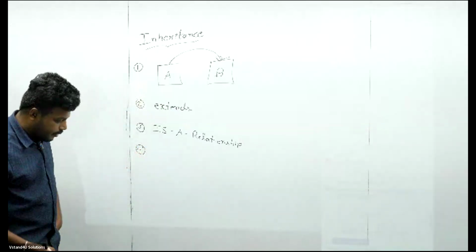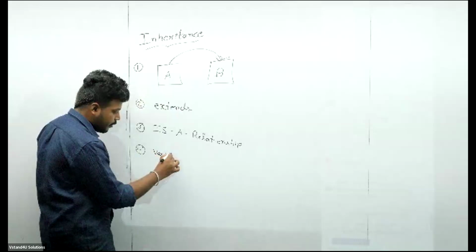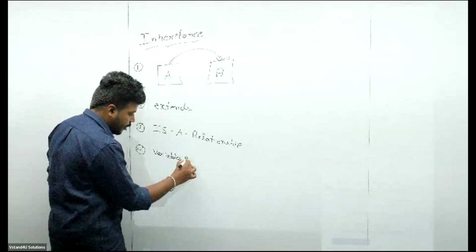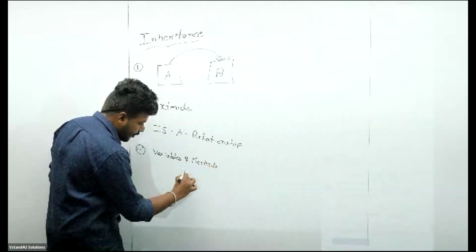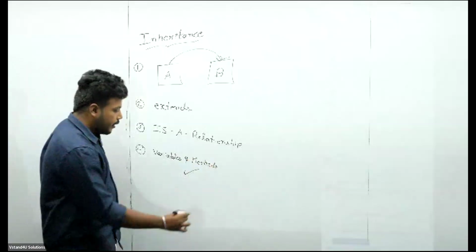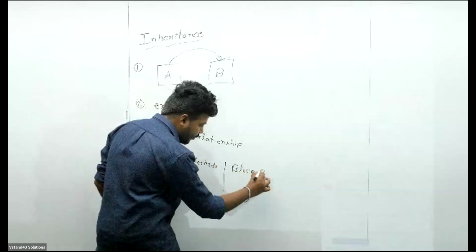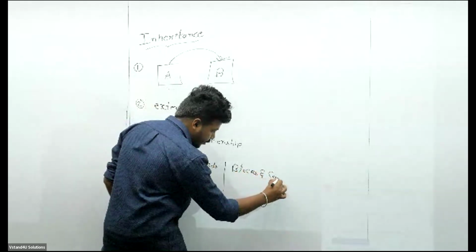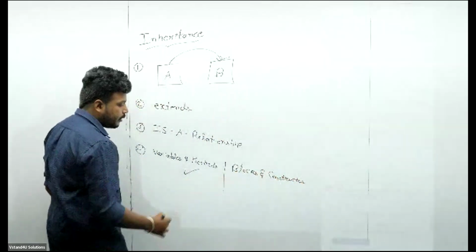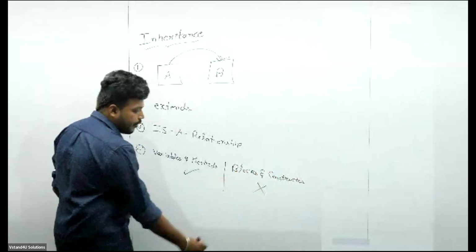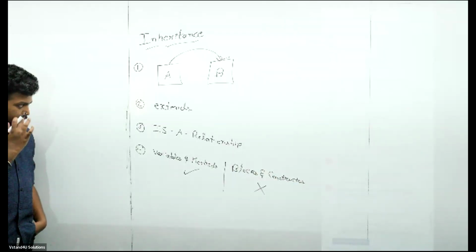In inheritance, only variables and methods are inherited. Blocks and constructors cannot be inherited. These are the main important points for inheritance.